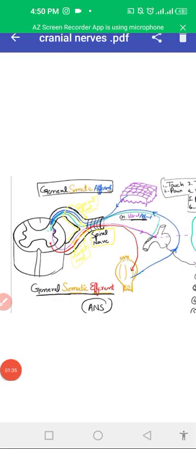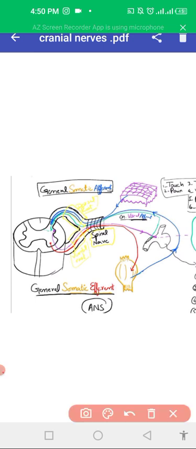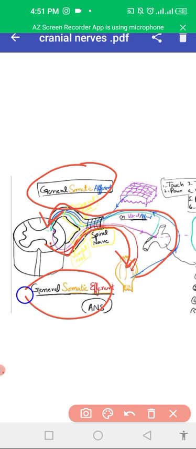Here in this image you can see there is a spinal cord and some fibers are carrying information, touch and temperature information, towards the sensory input of the spinal cord. That's why we call them afferent fibers. And then from the ventral horn, motor impulses are carried away from the spinal cord and central nervous system. That is why we call them efferent fibers. So in this way, general somatic afferent and general somatic efferent fibers work.